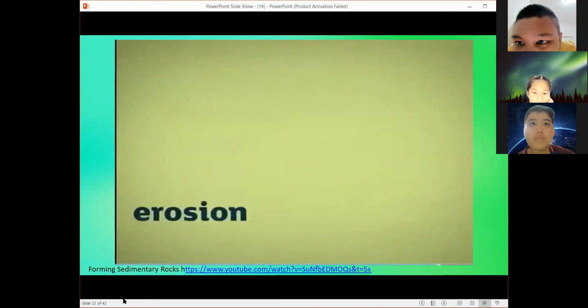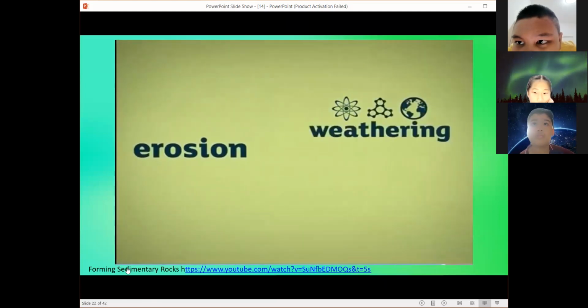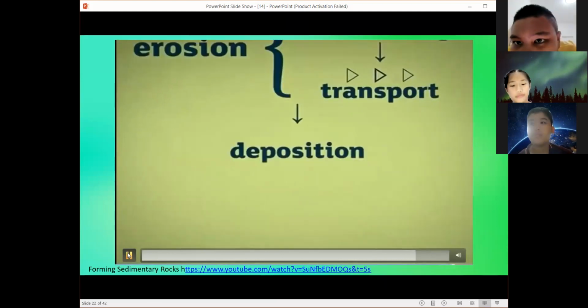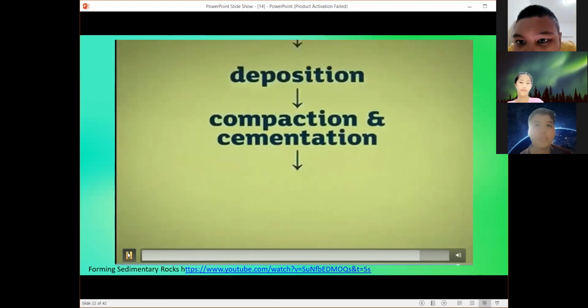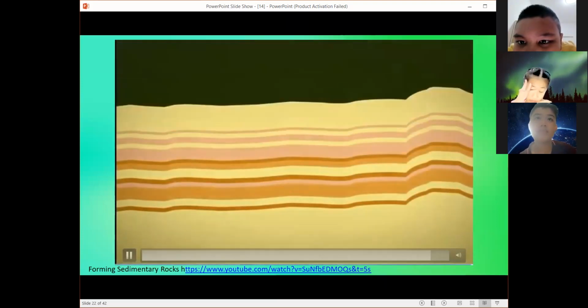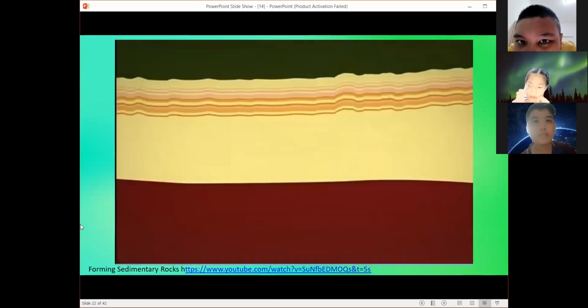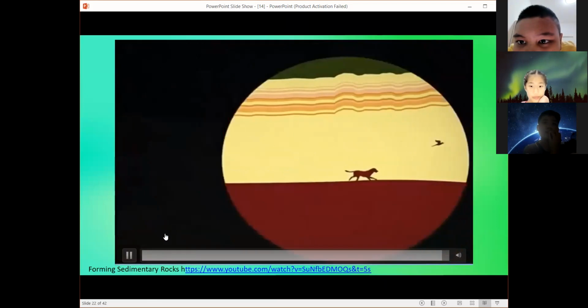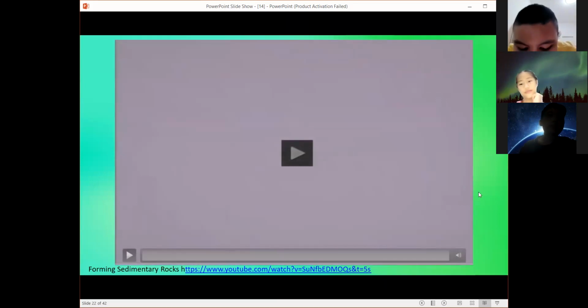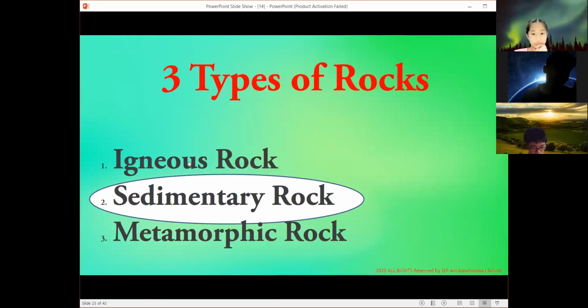So, erosion breaks old rocks into small pieces and transports the sediments. These are deposited in layers and compacted into sedimentary rocks. This explains the stripy appearance of the cliffs at the beach. Each stripe is a layer of sedimentary rock. I hope you learned something from that explanation.